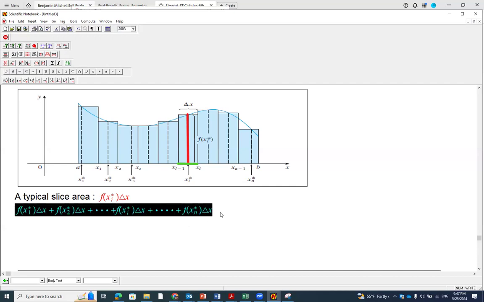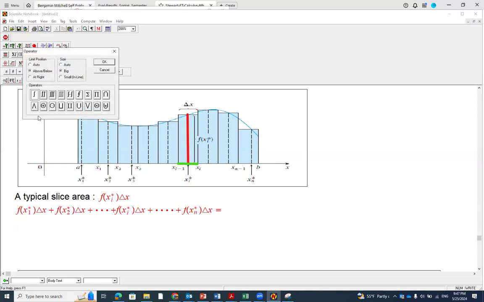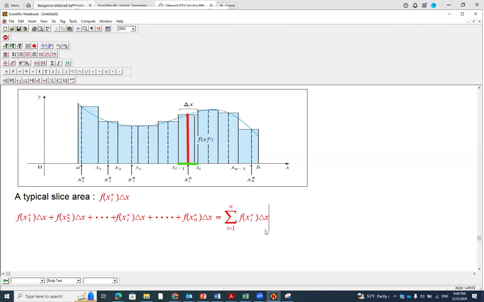So all of these, okay, we're going to use a notation. All of these means the summation, from i equals 1, this is the first one, all the way to n, of f of xi star. So we add them all up. This is a summation notation, and that's our Riemann sum in general form.